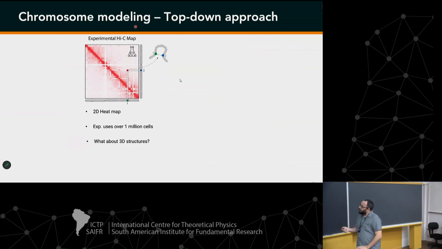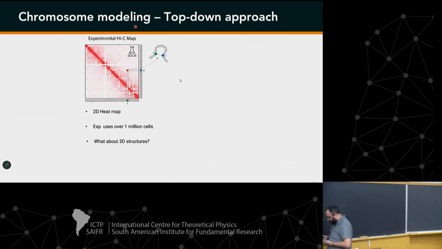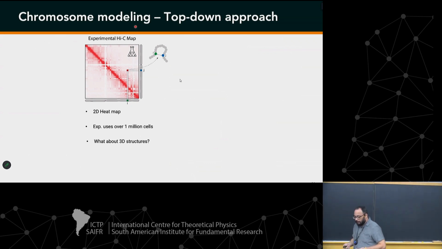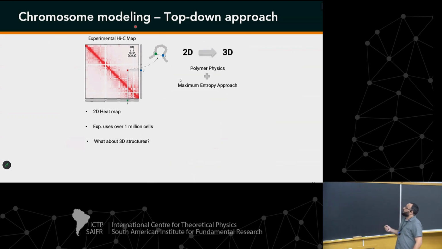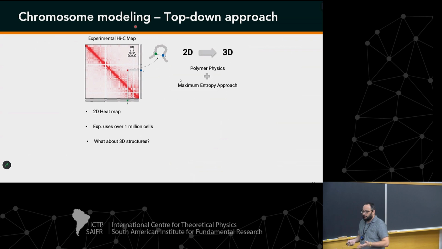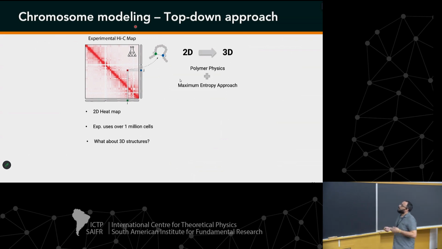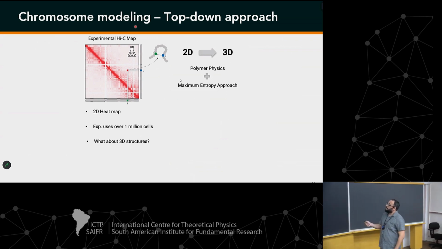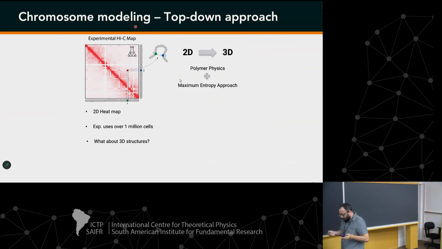Okay, so now we're just talking about 2D maps, right? It's just a contact map. It's 2D information. I know that different parts come into contact, but what happens in 3D? So how can I look at this 2D map and understand how it occurs in 3D structures? This is where we start to do chromosome modeling. The question is exactly that: how do I go from the 2D map to a 3D example of a structure?